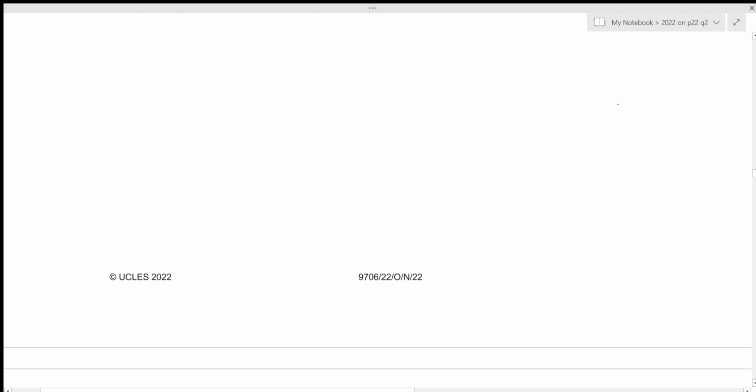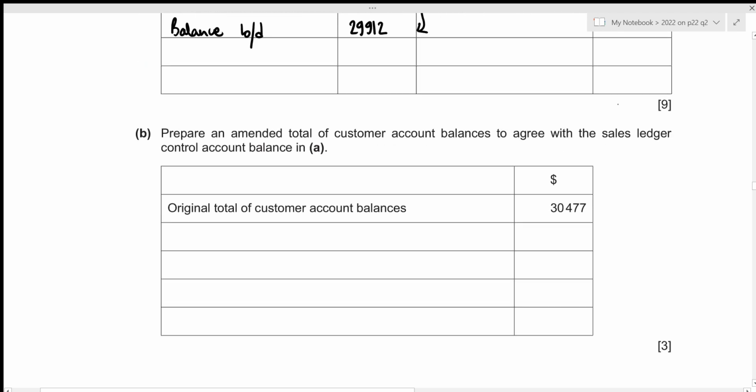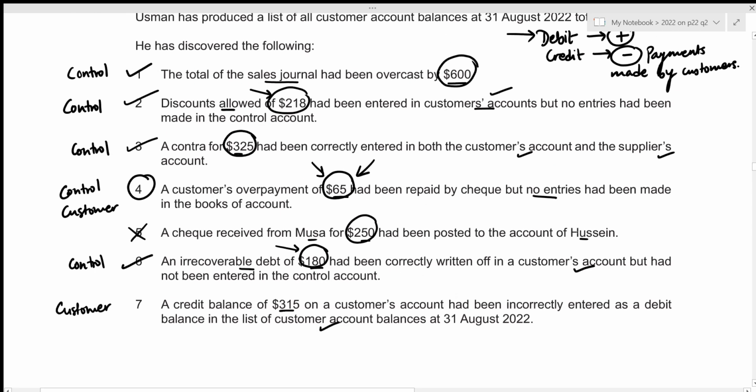So let's do that. We can write it under the heading of customer overpayment. And the amount is 65. Okay, so we are done with information 4.